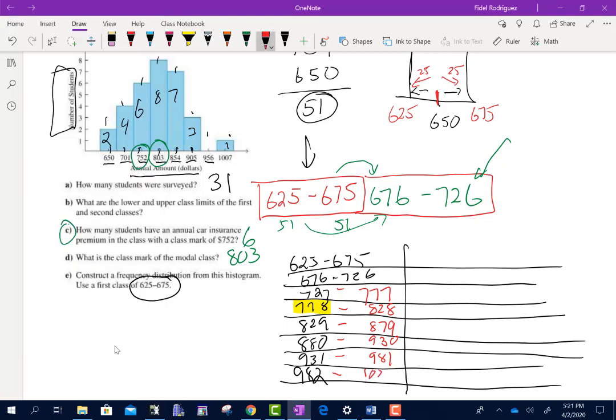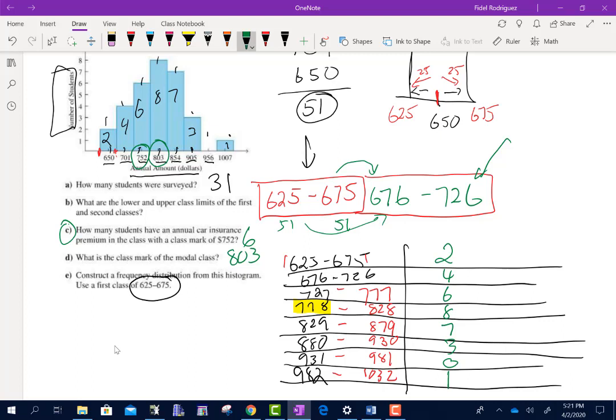Okay. All that's telling me is that these numbers here would be the number that goes there, and the number that goes there, and so on and so forth. Now all I have to do is just copy the numbers that I have here. So the first bar has 2, 4, 6, 8, 7, 3, 0, because there's nothing there, and 1. And that's how I make my frequency distribution.